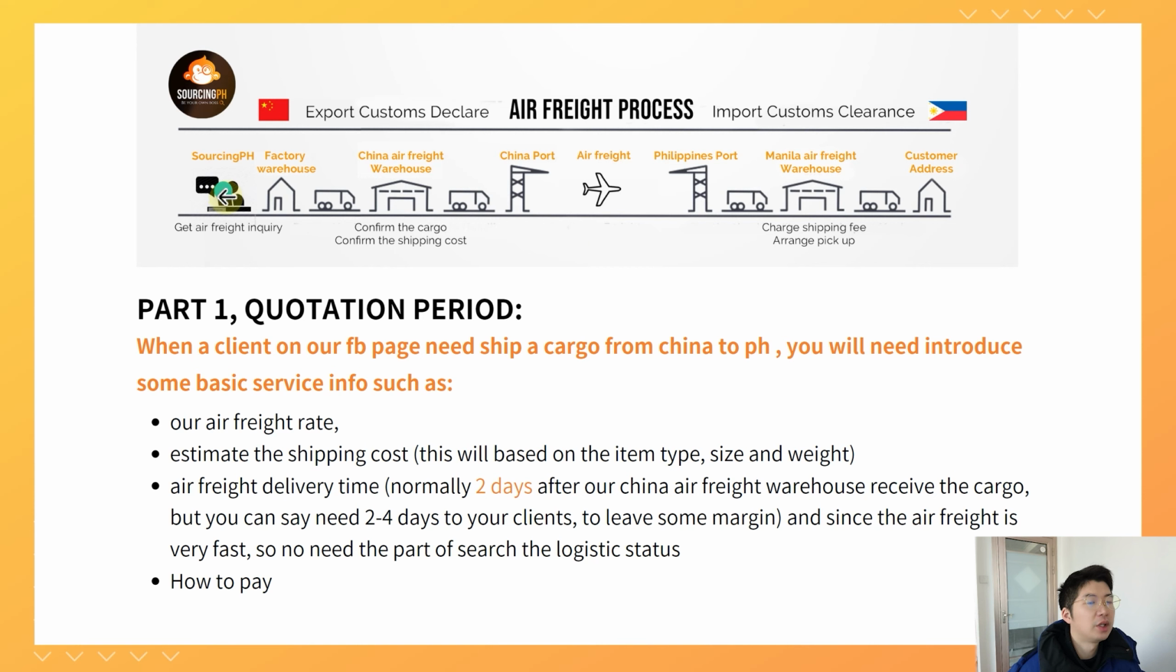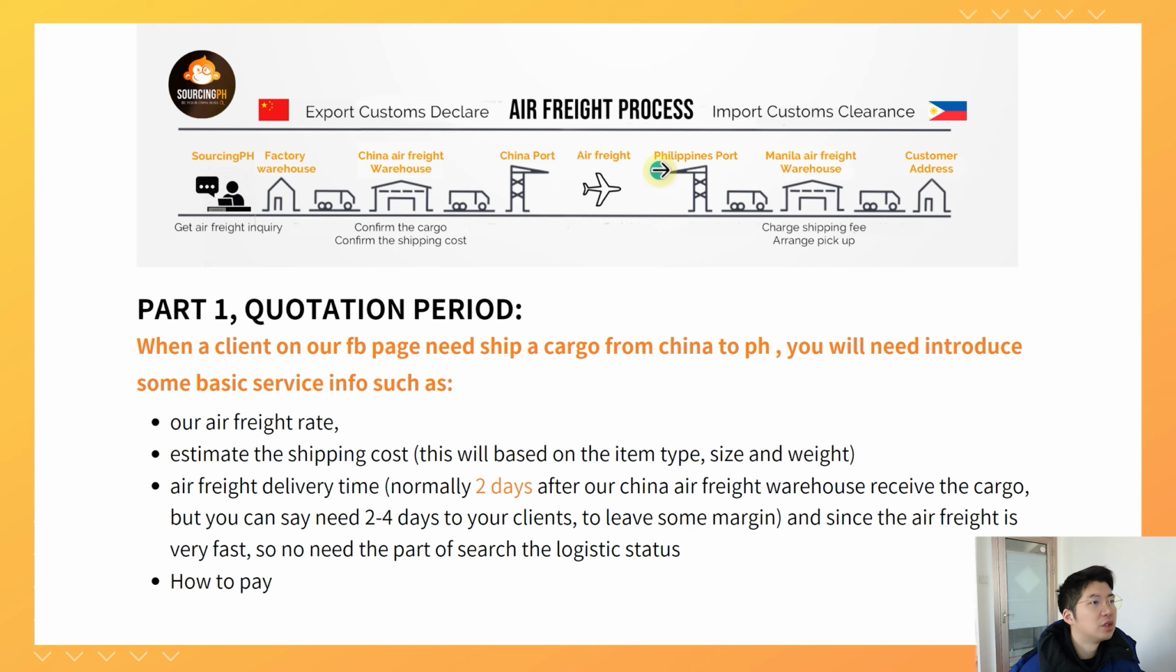Let's see it briefly. First, our sourcing PH gets an air freight inquiry, and then the factory delivers the cargo from their warehouse to our China air freight warehouse, and then we deliver the goods to the China port. After export, customs declaration will begin, but there is a difference because air freight speed is very fast. So in this part, you do not need to do the tracking info like with sea freight.